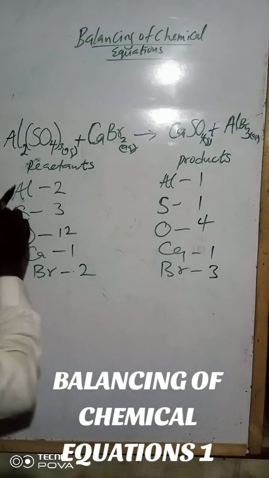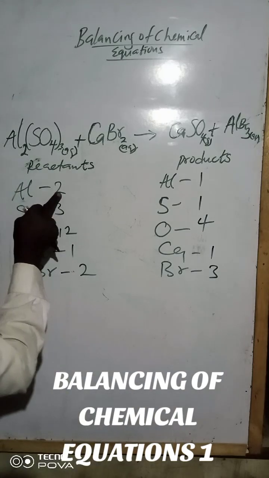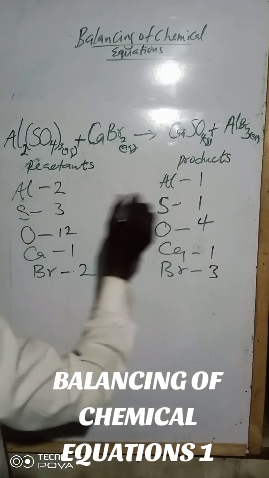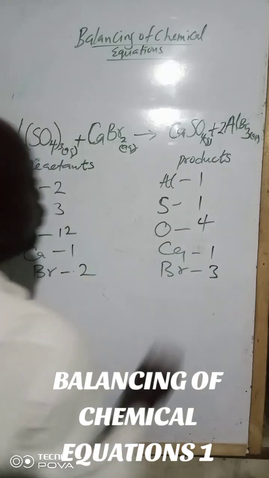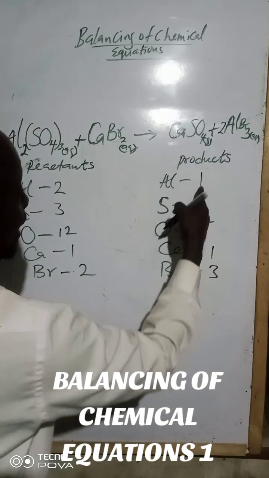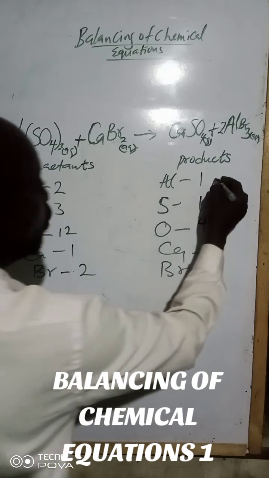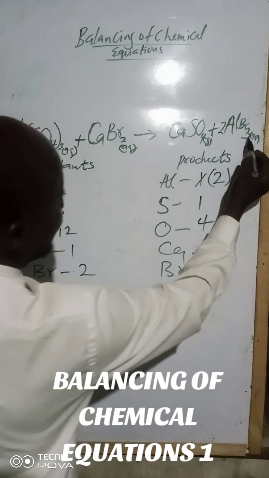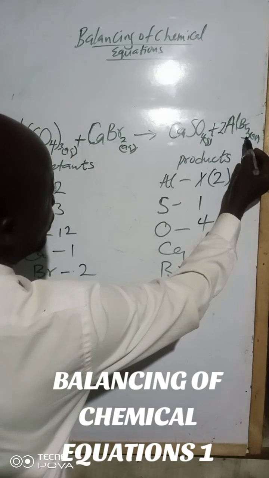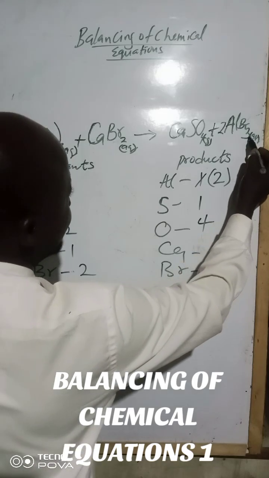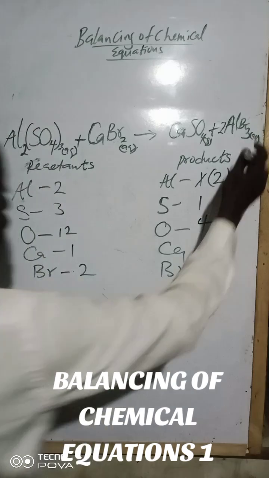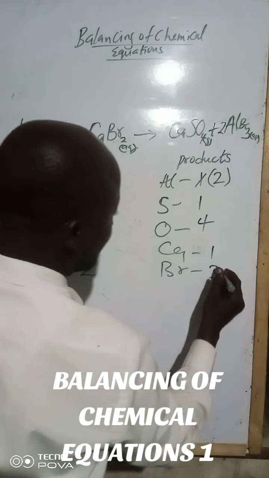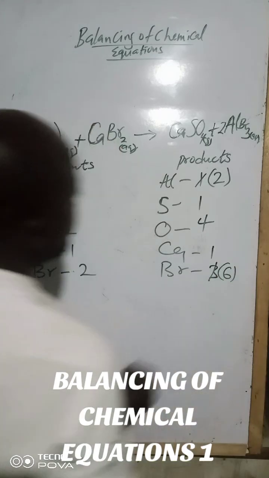Take for example, the aluminium here is 2 and at the product here, the aluminium is 1. So the first thing I'm going to do is add 2 here. This will change the number of aluminium atoms here to 2. Then I cancel out this. These 2 have affected the bromine atoms here to be 6. Here I have 2, here I have 6. That means I'm going to change this to 6 atoms.